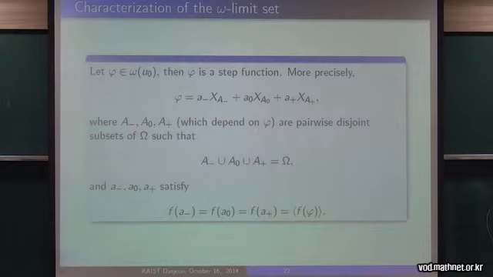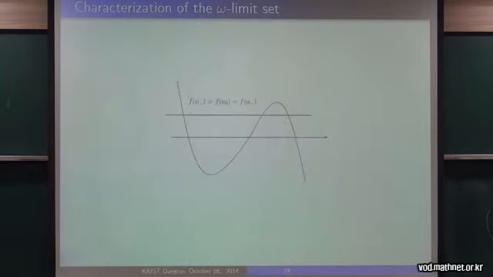And the small A minus, A naught, and A plus are such that f of A minus equals f of A naught equals f of A plus, which equals the average of f of phi. So you see here, say you have the average of f of phi, and you have the three values which are equal.